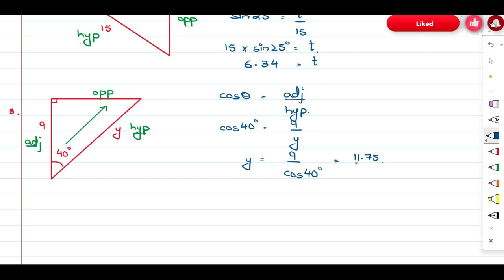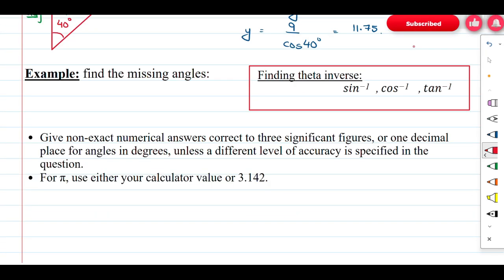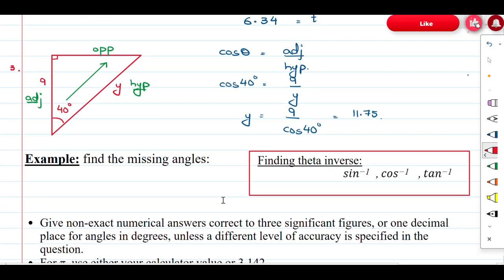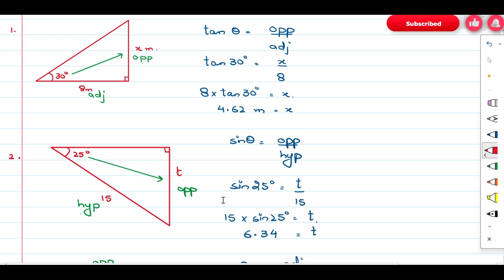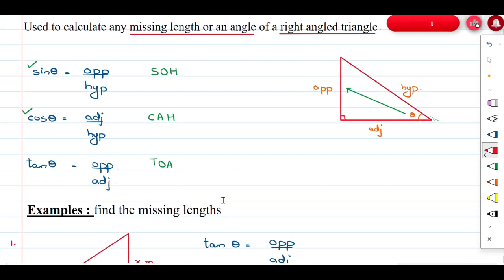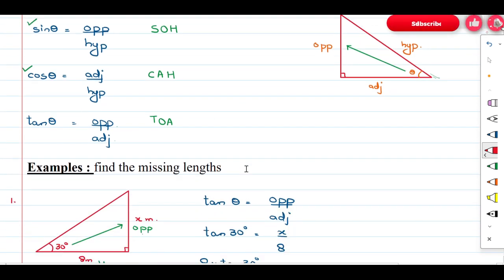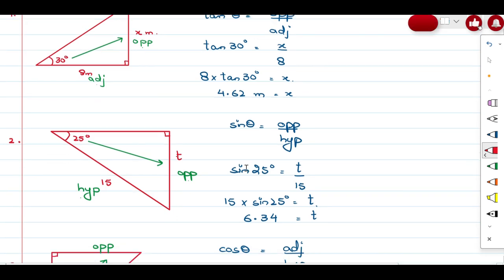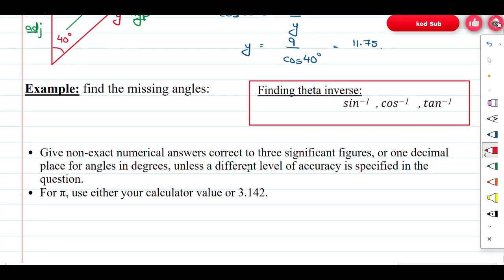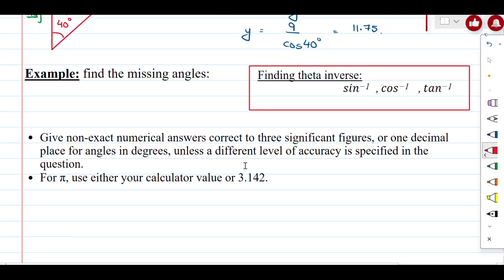Now you can easily get the missing length of a right angle triangle by using the trigonometric ratios. All right, now let's do some examples in which we have to find the missing angles, because in the beginning of the video I told you that trigonometric ratios are used to calculate any missing length or missing angle of a right angle triangle. We have done 3 examples to find the missing lengths. Now we are going to do some examples to find the missing angles.